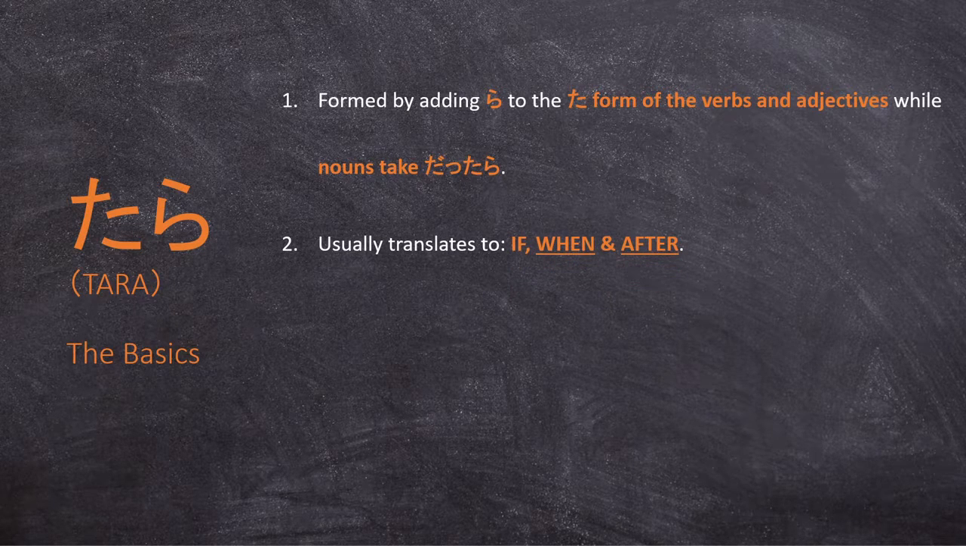The second thing that you need to remember are the translations of the Tara conditional and by extension its usage, and it's usually translated to if, when, and after. Now I have underlined here the when and after translation because they are a whole lot closer to the essence of this conditional than if. Of course you can use Tara as if, but when and after are something also that is really explaining to you the real essence and the core of this conditional. So they are very important to differentiate between.